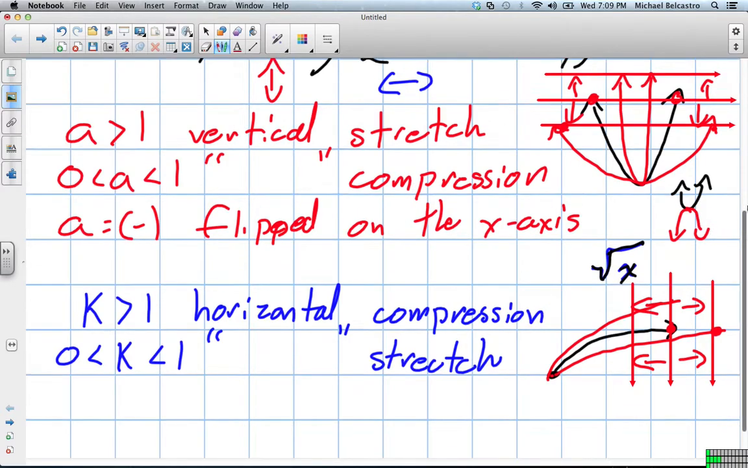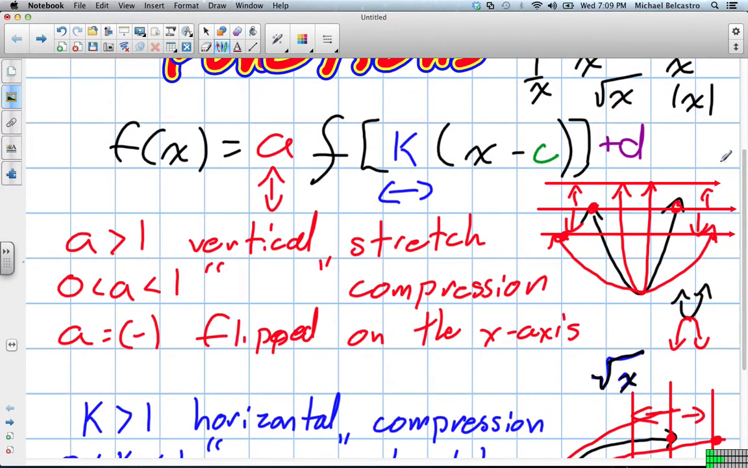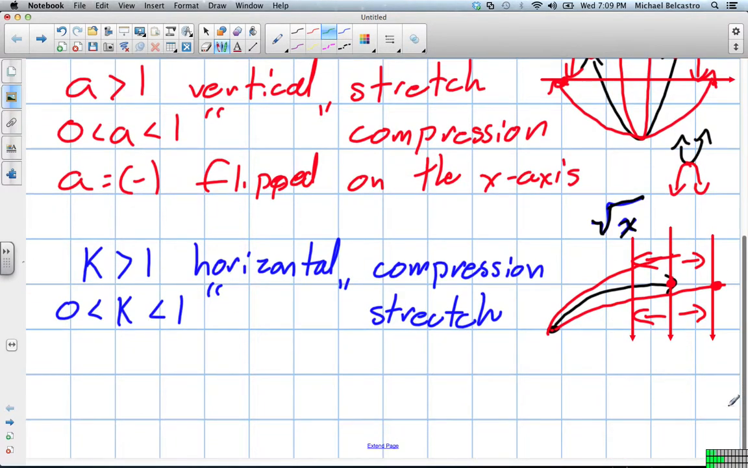Now there's two other ones. These ones are actually a lot easier to work with. I kind of drew underneath them. But C also deals with horizontal stuff. I'm drawing left and right, so we know it's horizontal. And it has to do with moving the entire function.